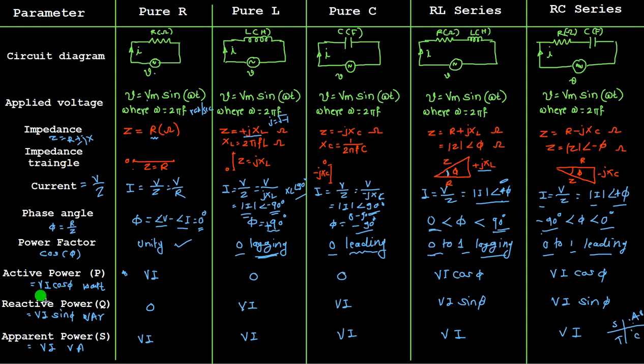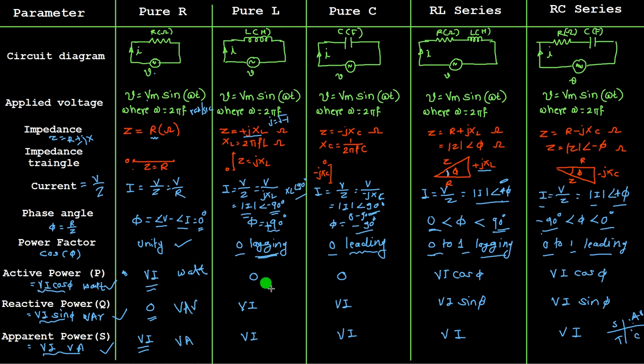How to calculate the active power? The formula of active power is VI cos phi, reactive power is VI sin phi, and apparent power is VI. Observe here, cos phi is unity, hence active power is VI. Sin phi becomes 0, hence reactive power is 0, and apparent power is equal to VI. The units are watt, VAR and VA.